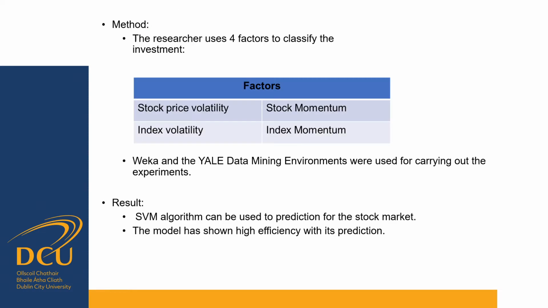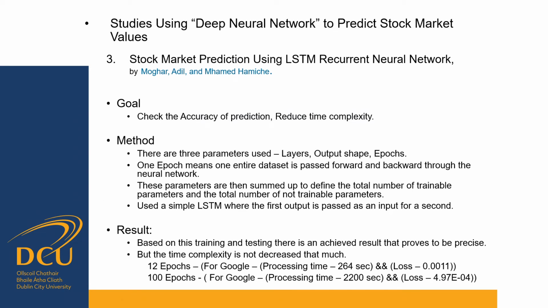The researcher used four factors to classify the investment, namely stock market investment, stock market momentum, index volatility, and index momentum. As a result, the researcher has proven the SVM algorithm can be used for stock market prediction and it can have high efficiency with prediction. Now let's get started with the second part of the review, which includes the study using deep neural networks to predict the stock market. For this, we have used the paper stock market prediction using LSTM recurrent neural network.